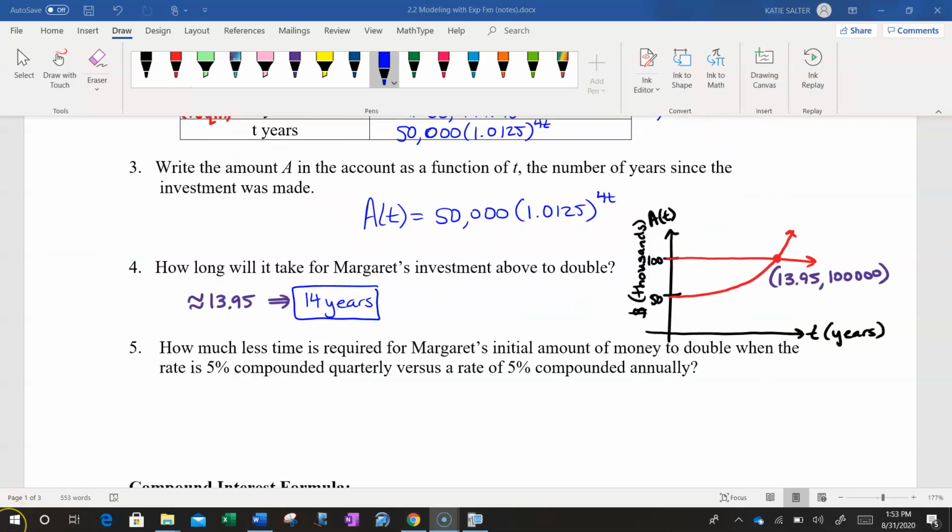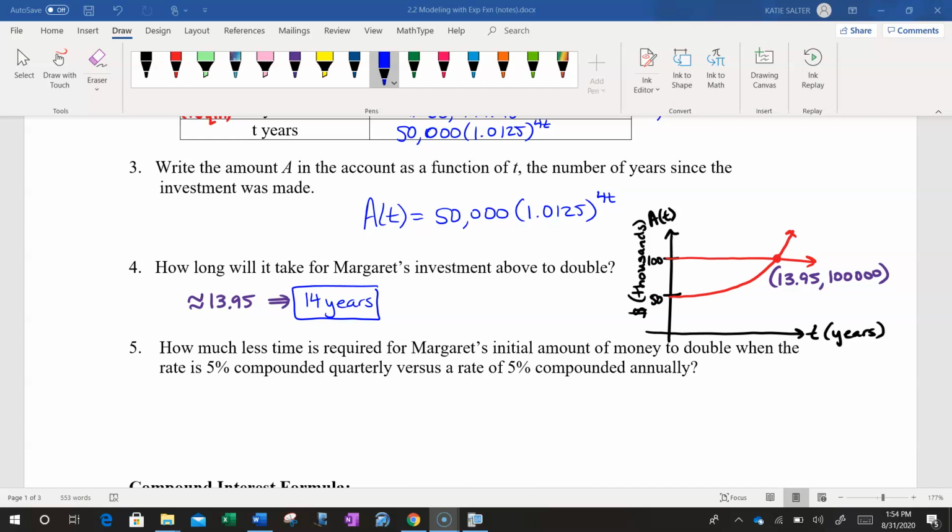All right, so from our intersection, we got that it happens at about 13.95. But because this is being compounded quarterly, if it's 13.95, we'd actually have to round that up to 14 years, because we have to look at each quarter. That money only is applied each quarter. Now, if this came out to be 13.75, we could have said 13 years and 9 months. But in this case, we have to round up because it was a little bit more than that.